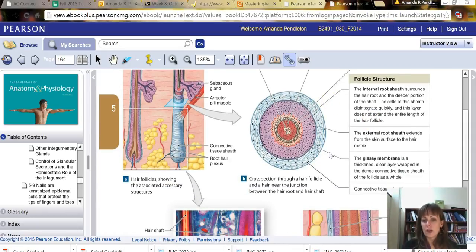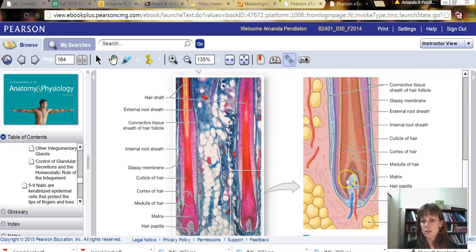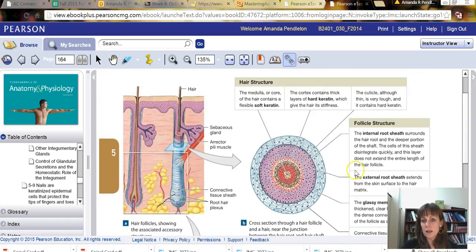Hair color, you get melanin production down here in this matrix area. That's going to be part of giving hair its color. And whenever you dye hair, you're using chemicals to break the cuticle and send that dye in deep to the cortex and the medulla. Okay, so that is hair.